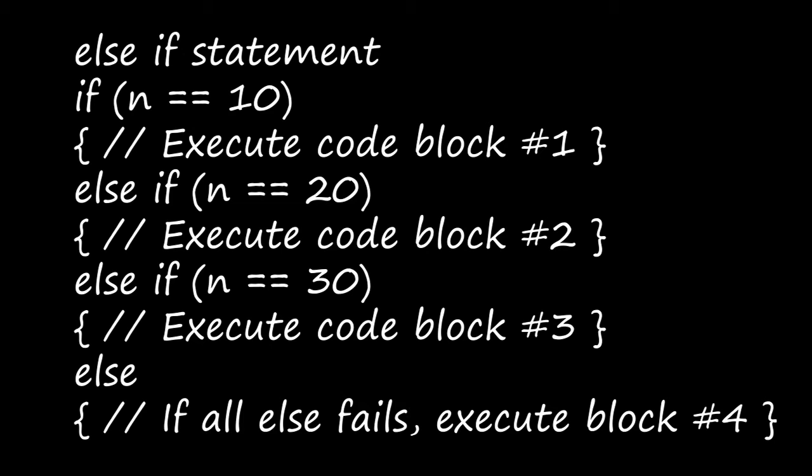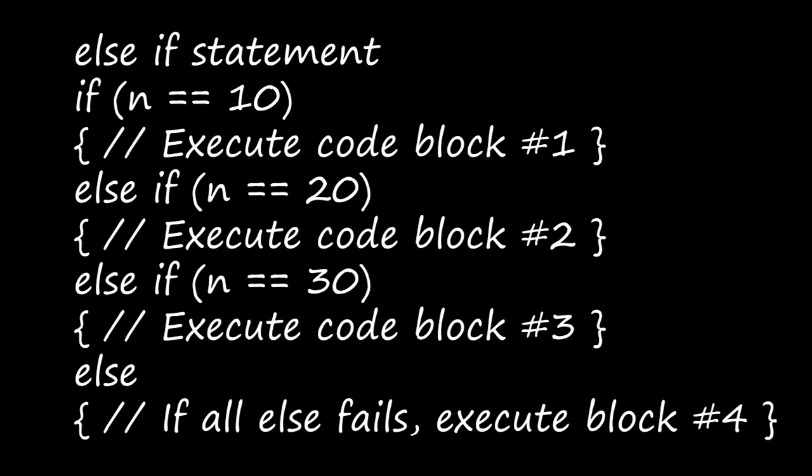If n is equal to 10, the first code will be executed. If it is not 10, it will check the next condition. Else if will have another condition there. You can give any number of conditions here. If n is equal to 20, the second block will be executed. Again, another condition is given: else if n is equal to 30. If the value of n is 30, this block will be executed.